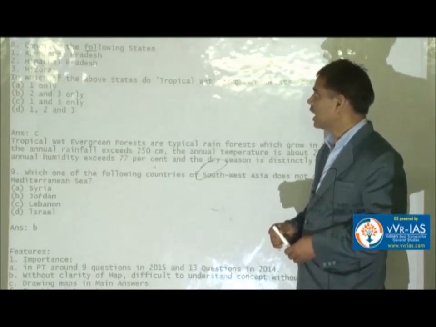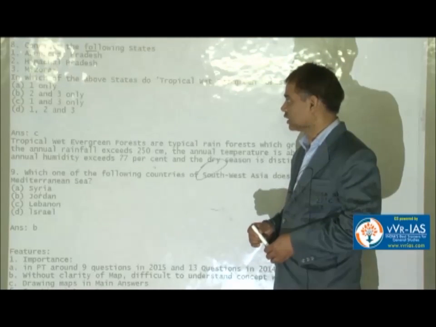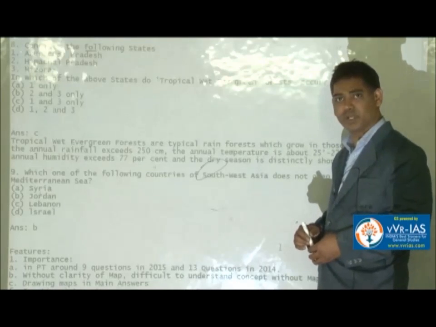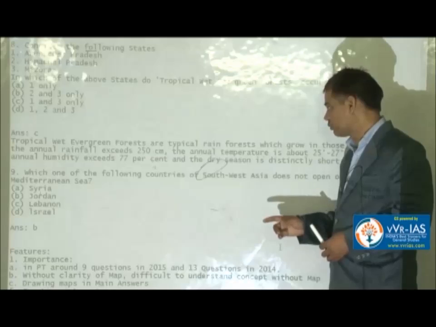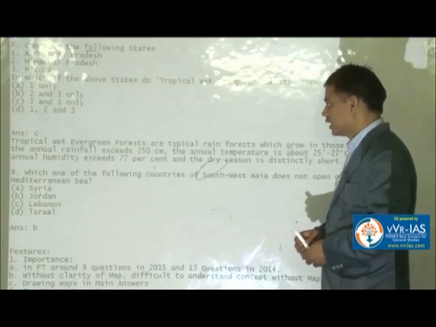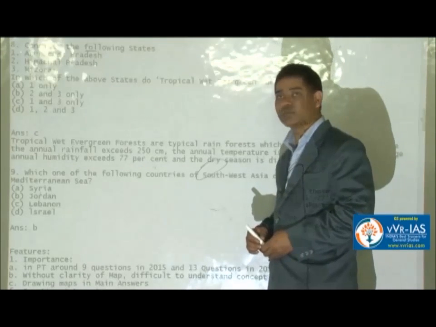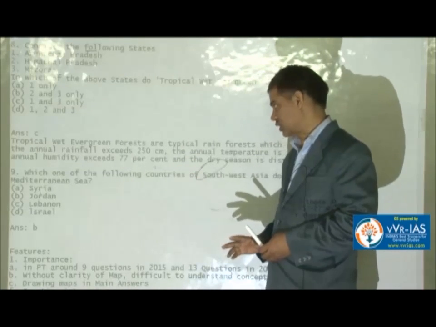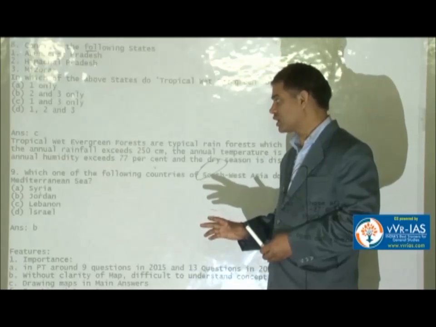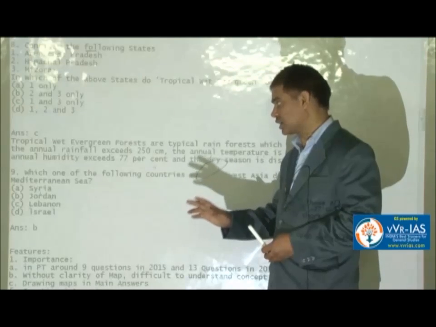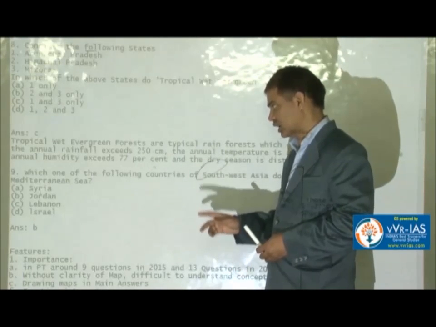So we can have Arunachal Pradesh, Mizoram, and we can go with option C. Now question number 9, which is the last question in the PT 2015. Which one of the following countries of Southwest Asia does not open out to the Mediterranean Sea? Already I have shown you the map. Syria touches the Mediterranean Sea. Jordan does not touch the Mediterranean Sea. Lebanon touches the Mediterranean Sea. Israel touches the Mediterranean Sea. And hence the answer is B.